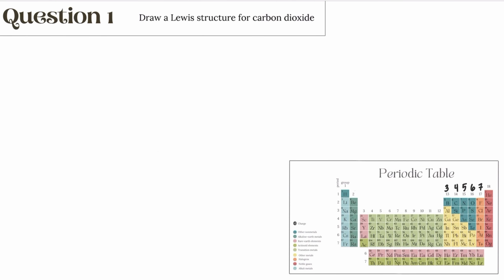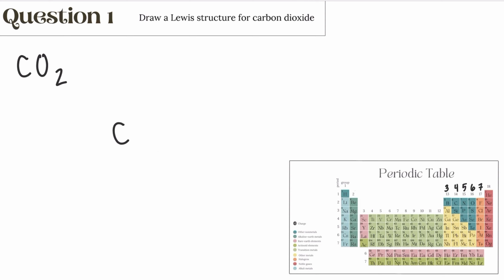All right, so I've prepared 3 questions for us to work on in order to get a better understanding of Lewis structures and how they work. So to begin, they want us to draw a Lewis structure for carbon dioxide. And we know carbon dioxide is CO2. So I want to start with drawing the general shape of CO2 and its Lewis structure.